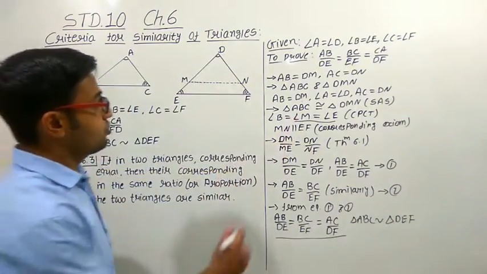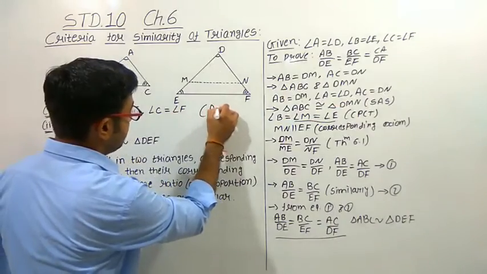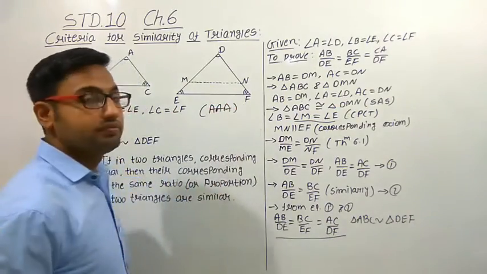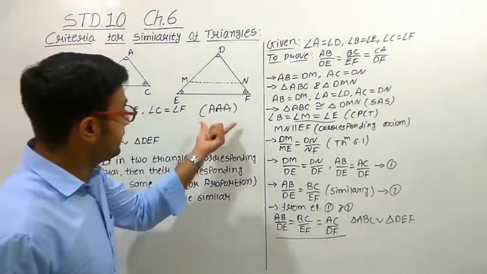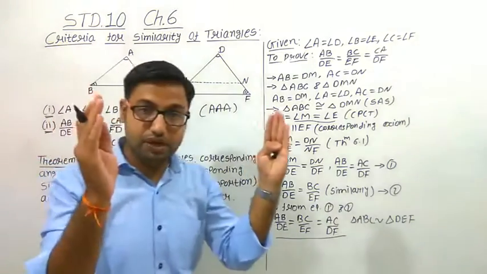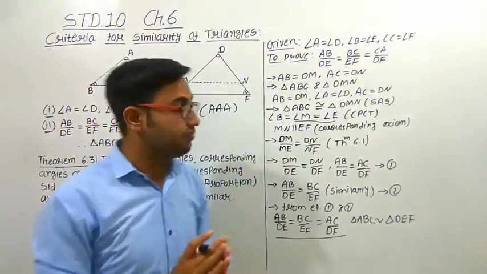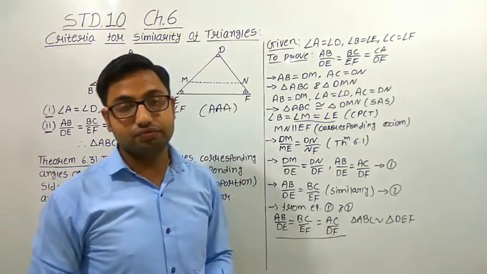This criterion is also called, see, here three angles are given. So we can say that the criterion is angle, angle, angle. So this is the first criterion to prove two triangles similar, and it is angle, angle, angle. That means only the three angles we have to keep in mind. If the three angles of two triangles are equal, then the two triangles are called similar triangles.